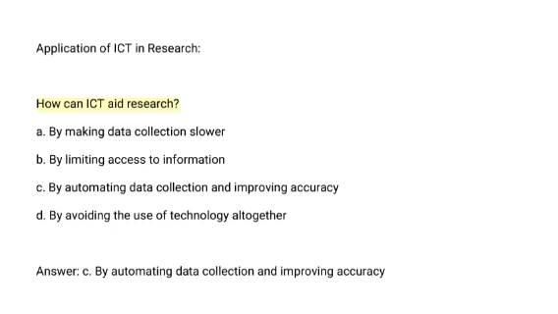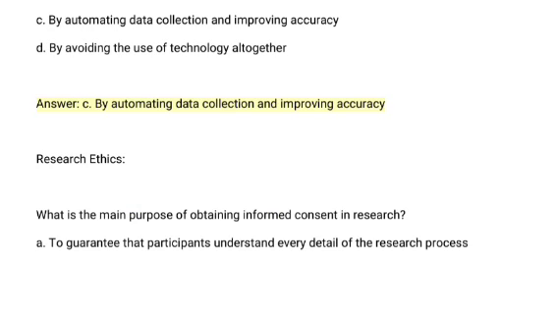How can ICT aid research? A. By making data collection slower. B. By limiting access to information. C. By automating data collection and improving accuracy. D. By avoiding the use of technology altogether. Answer. C. By automating data collection and improving accuracy.